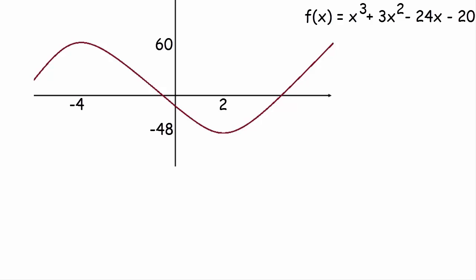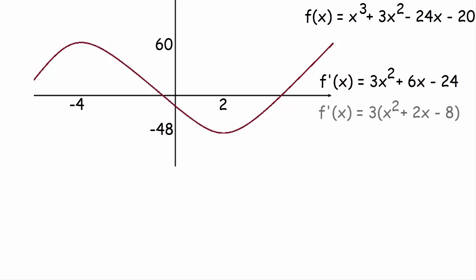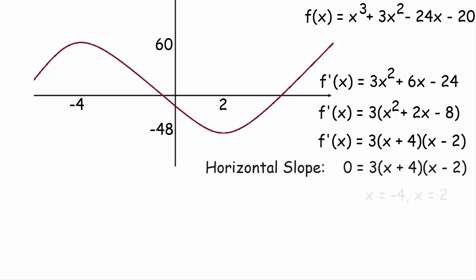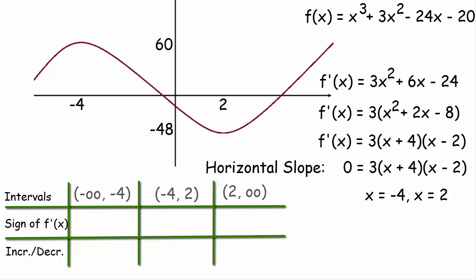The derivative of this function is f prime of x equals 3x squared plus 6x minus 24, which we factor to get 3 times x plus 4 times x minus 2. The derivative is 0 when x equals negative 4 and x equals 2. Then we create a sign chart with the intervals around these x values that we found. If we plug any number from negative infinity to negative 4 into the derivative, we get a positive answer, which means the function is increasing on this interval.